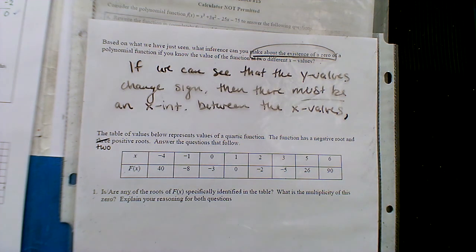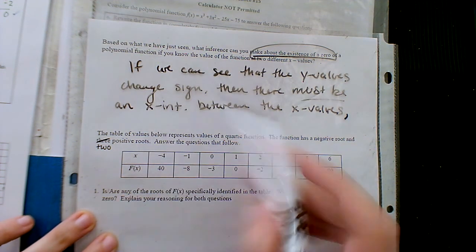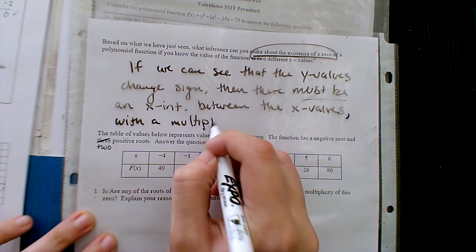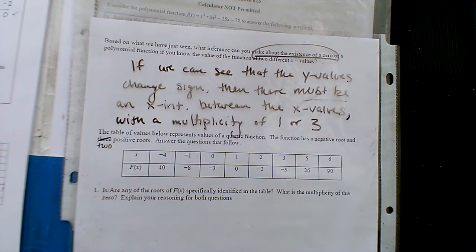So, if you think about our multiplicity options, we either go straight through, we bounce, or we go through levelly. So, the only ones that actually go through the x-axis are the multiplicities of 1 and 3. So, let's go ahead and write that down. We know we have an x-intercept between the x values with a multiplicity of 1 or 3. Like Emma said, we would need more information to determine if we go straight through or levelly through, but at least we know we're going through.